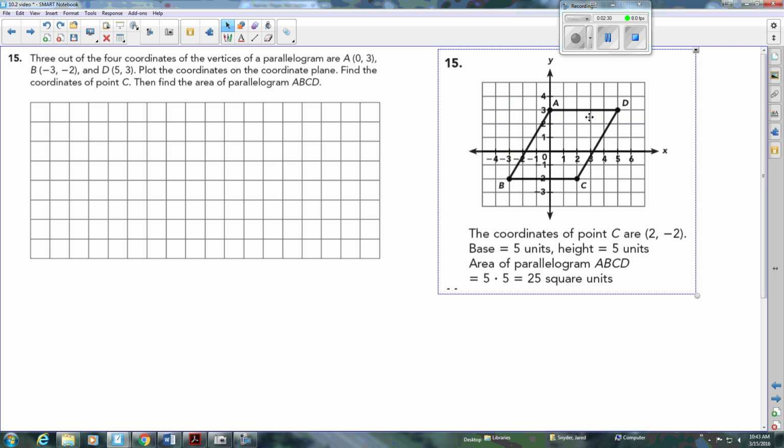So it's 1, 2, 3, 4, 5. Move 5 to the right of B. 1, 2, 3, 4, 5. And then come straight up. So that's going to be your C.